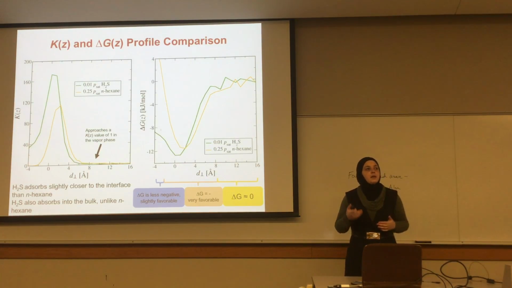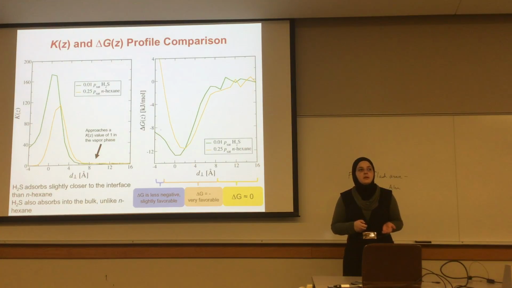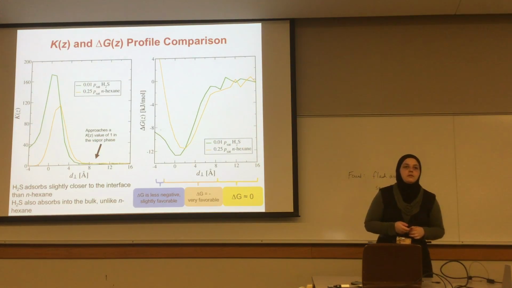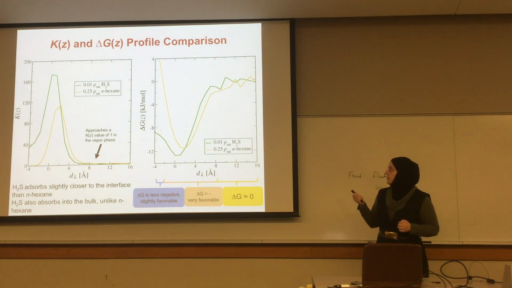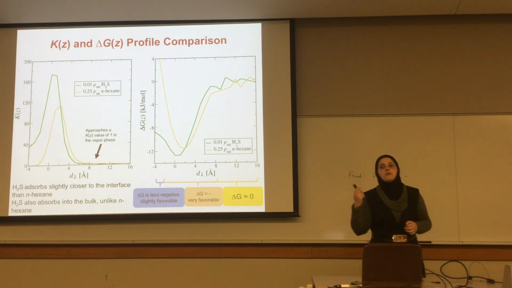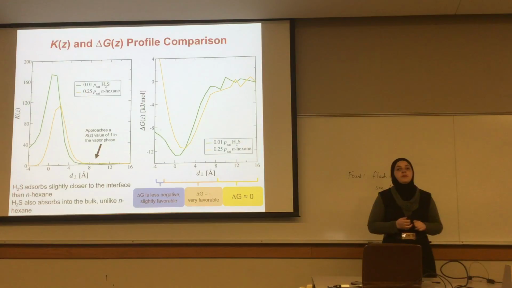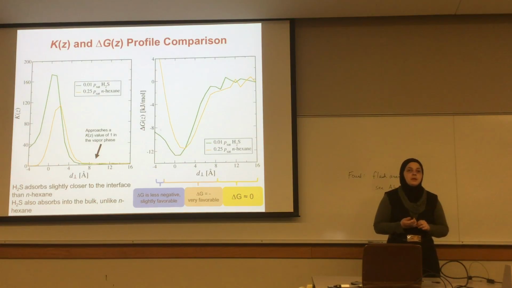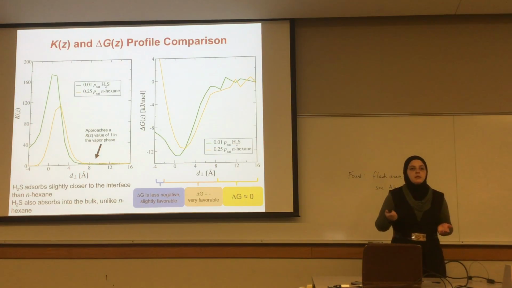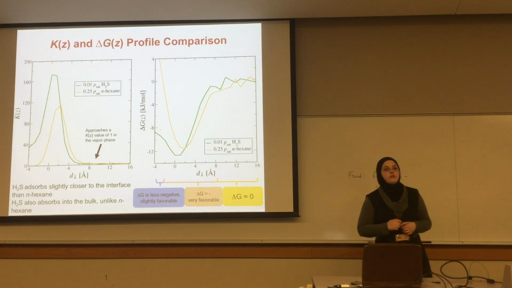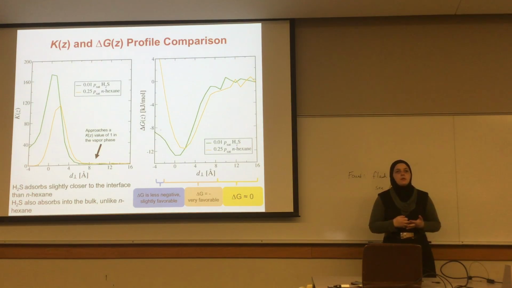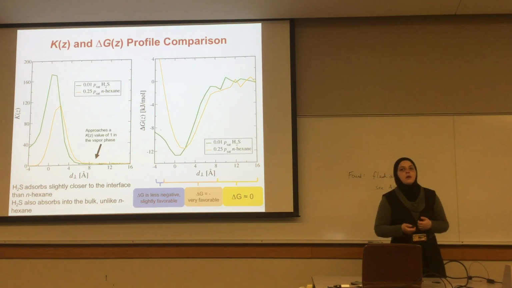So comparing 1% H2S versus 25%, there's more loading of H2S observed. I believe here we present the KZ and the GZ. And for the free energy of transfer, we also observe that H2S is not as unfavorable in the bulk region. It actually shows some favorability compared to the vapor phase. So for H2S, we see that it's more favorable at the interface of 25% hexane and at the bulk. So H2S has no problem swapping into the bulk compared to hexane.